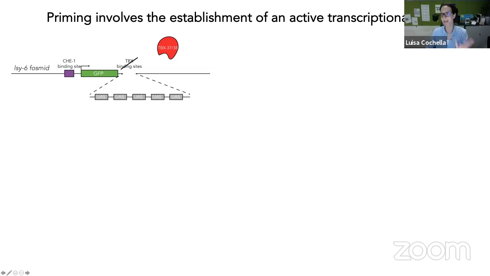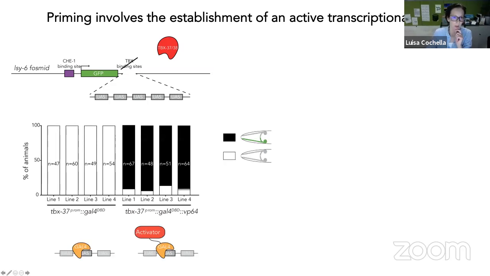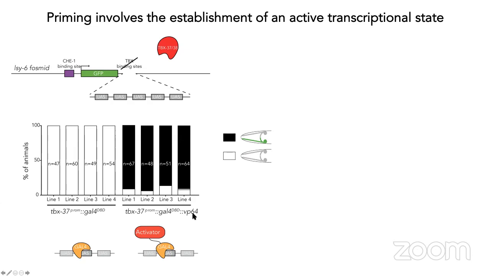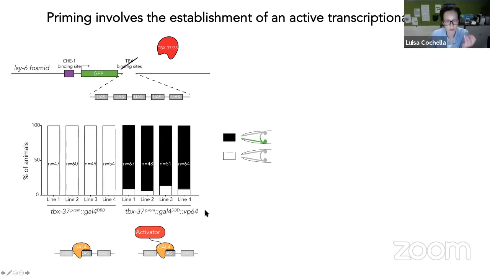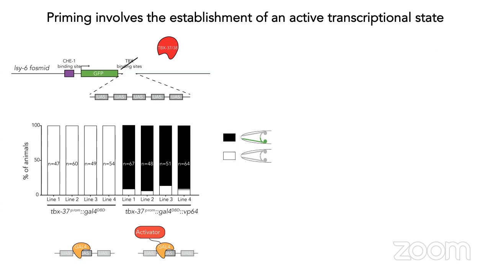But what happens if we now bring in a transcriptional activator? So what we did was we brought in GAL4 fused to VP64. This is four copies of the VP16 transcriptional activator. And when we do that, now pretty much all animals recover expression of this Lausi6 GFP reporter in the left ASE neuron. While if we tether to this locus just the GAL4 DNA binding domain without the transcriptional activator, none of these animals express any GFP. One important thing is that this GAL4 VP64 transcriptional activator is expressed under the TBX promoter. So it recapitulates that early ASE specific expression of TBX37/38.